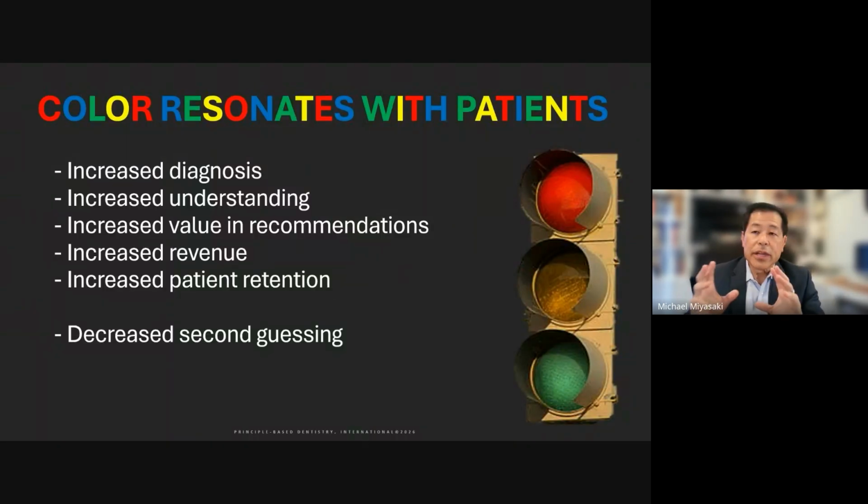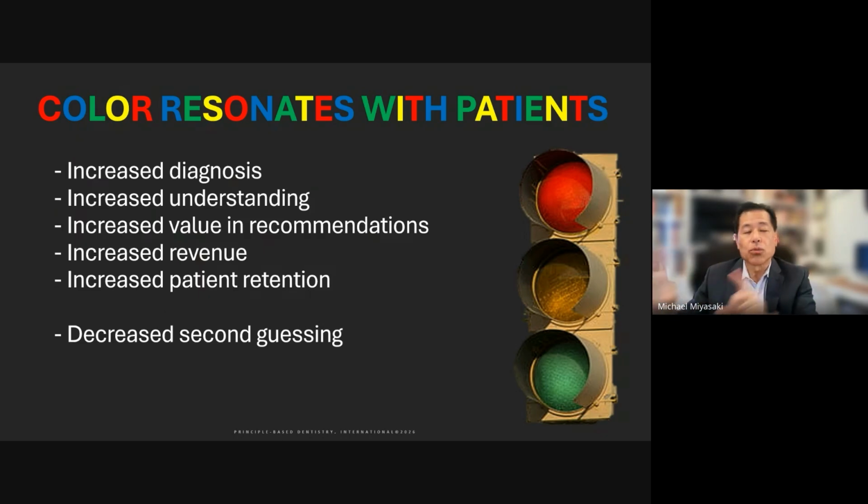And that color then resonates with our patients. It helps us come up with a better diagnosis, because I can actually see things better. I can see the bacteria, and then I can show the patients where that bacteria is. And so they have a better understanding of what's going on in that mouth of theirs. And because of that, any treatment recommendations we make has higher value.